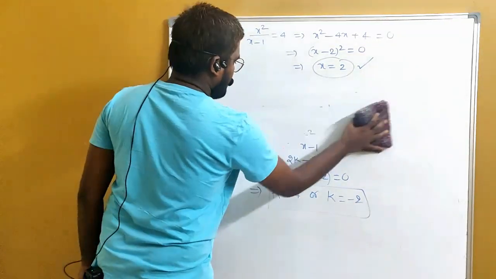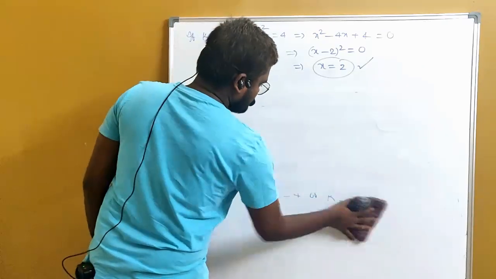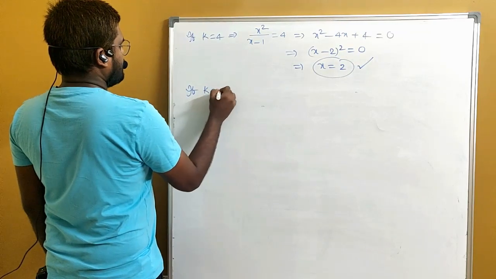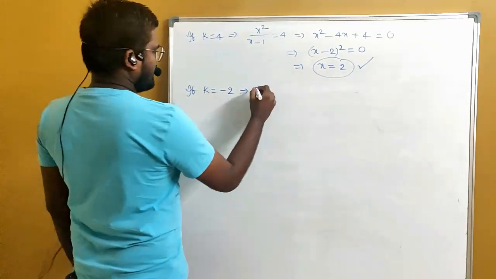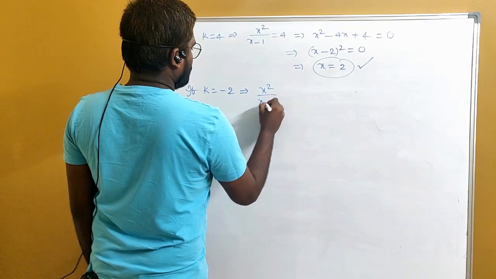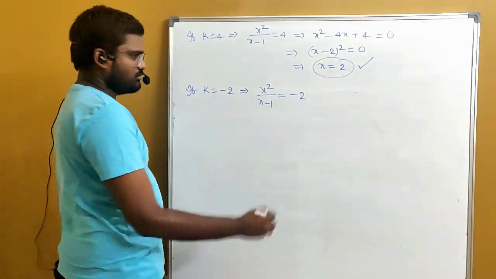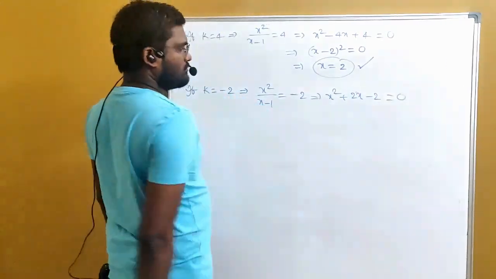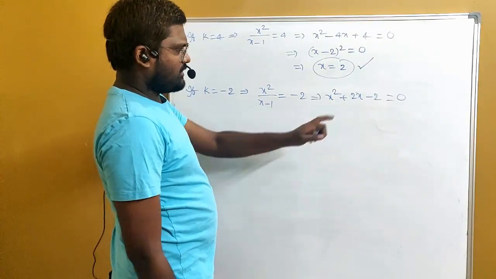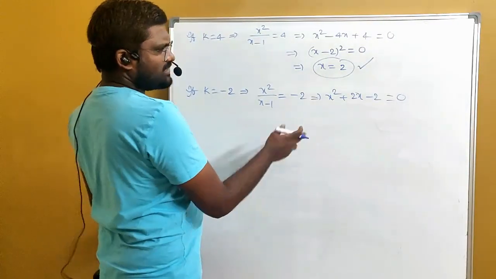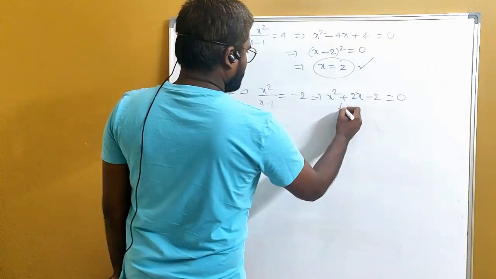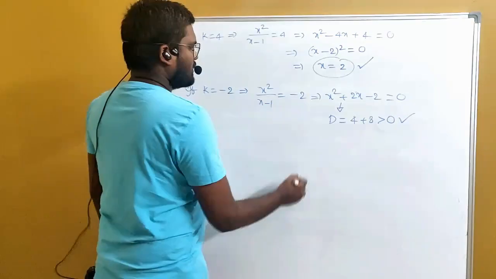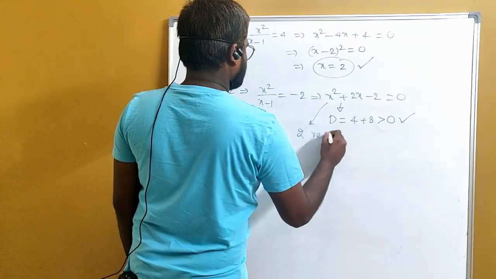Now one more thing. k equal to minus 2. If k equal to minus 2, I will get x square by (x minus 1) equal to minus 2. Again, if I simplify this, x square plus 2x minus 2 equal to 0. And I think from here you will get irrational roots. He is just asking the number of real roots, right? So definitely here the discriminant b square minus 4ac is greater than 0. So from here you will get two real roots.